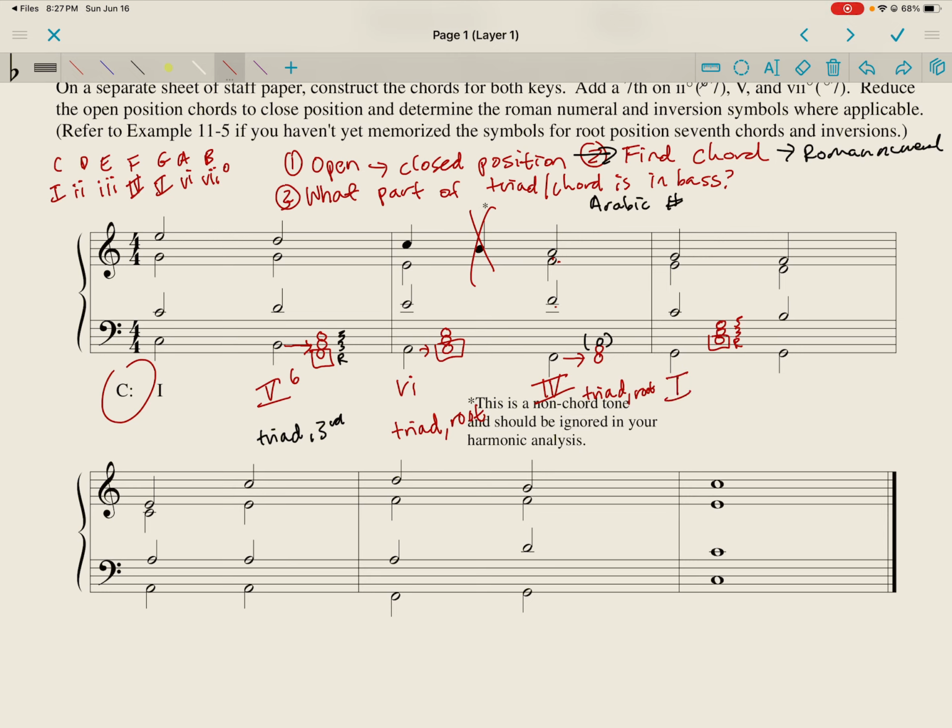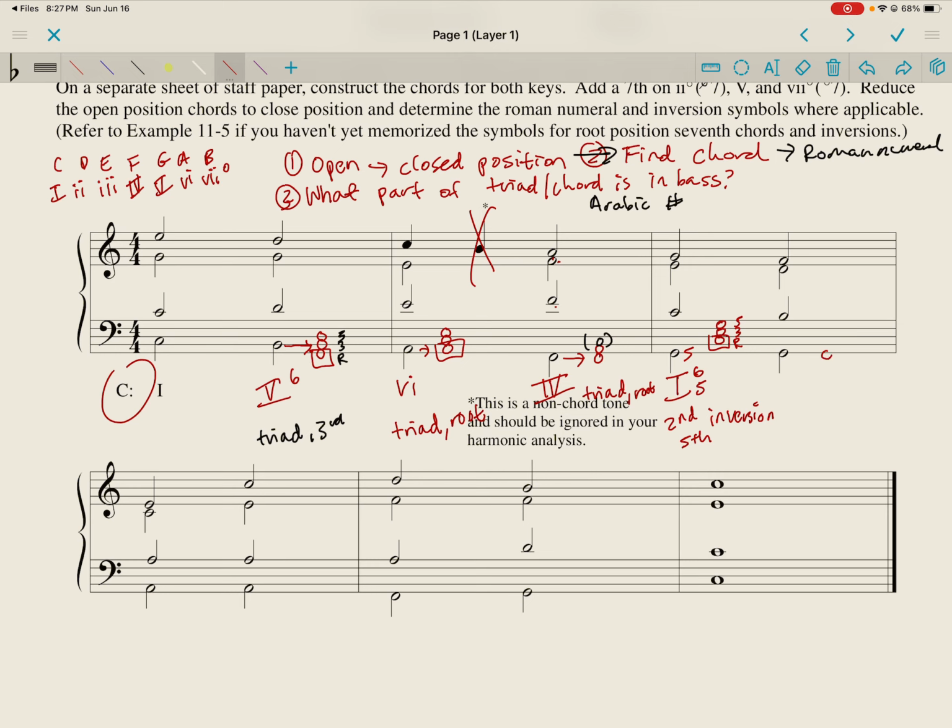Boom. Now, if we're looking, we have the 5th in the bass, right? So what's that called? Second inversion. And that means that the third is in the bass. Or, sorry, the fifth is in the bass. And I would write this as 6-4.